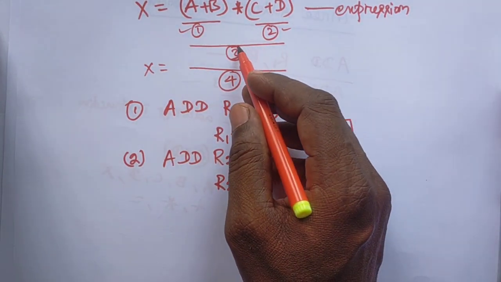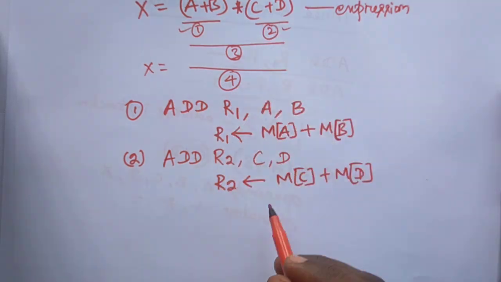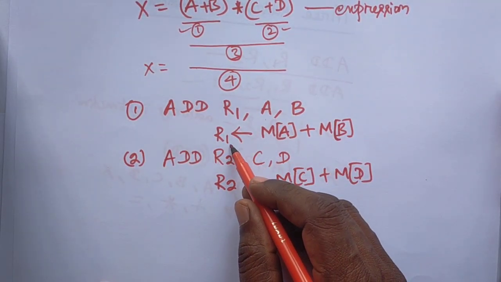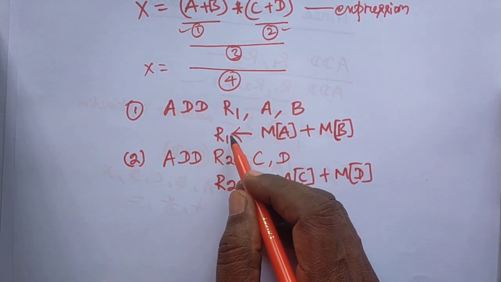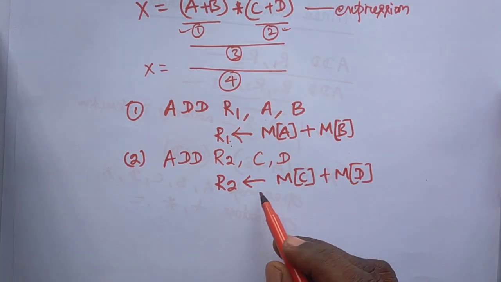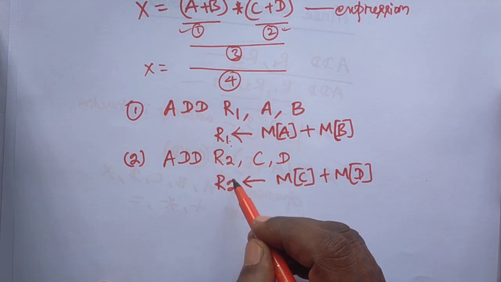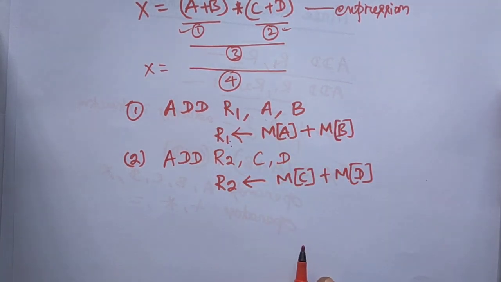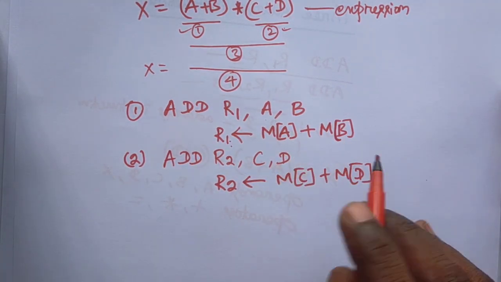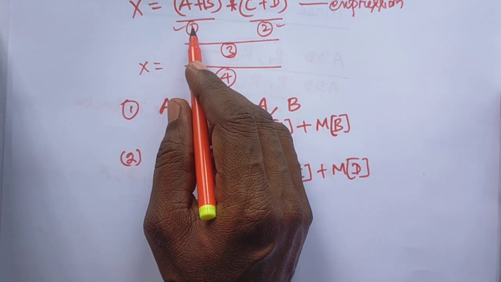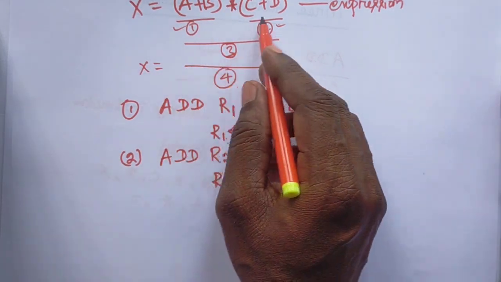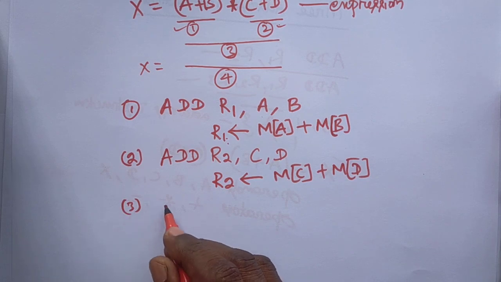Then what happens after that? We just multiply 1 and 2. That means 1 is in R1 because the sum of data is stored in R1. Similarly, 2 is in R2, meaning the sum of C and D data is stored in R2. You only go through R1, R2 for further steps. No need to write A, B or C, D again. Then what happens after operation 1 and operation 2? Then you will multiply. So the third operation is multiply.